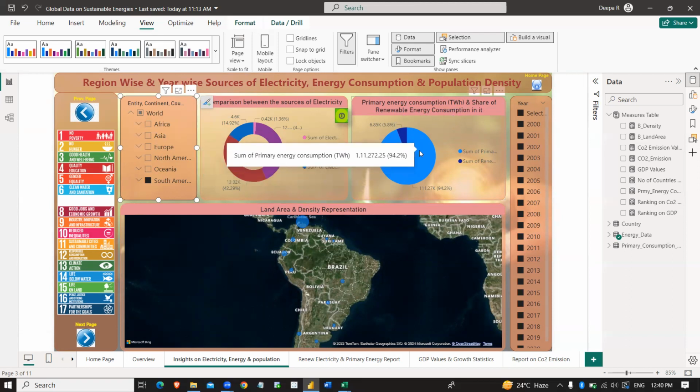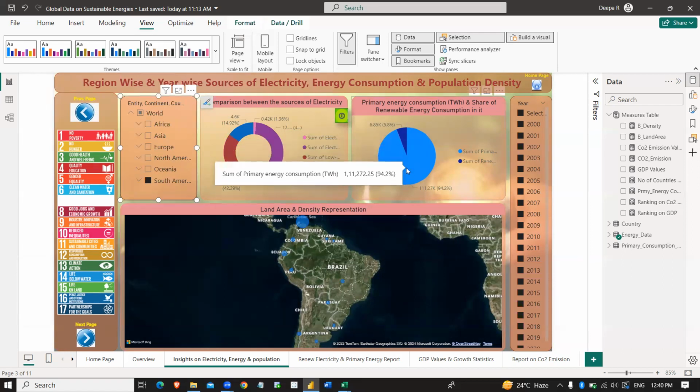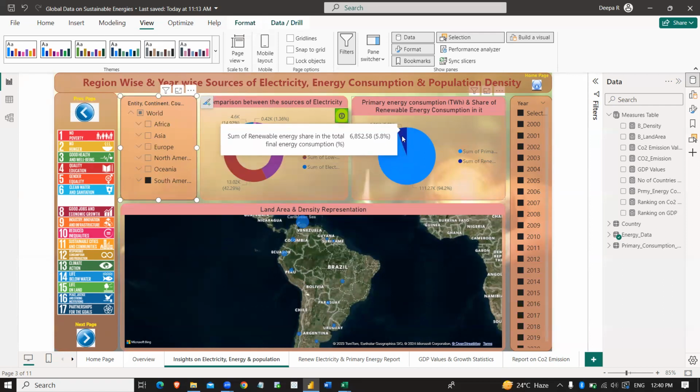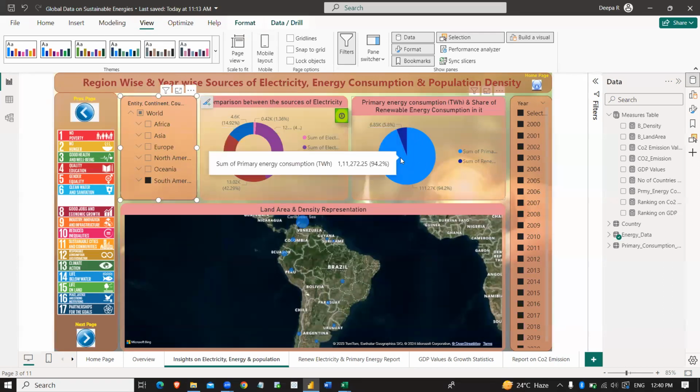So this blue color is representing the total primary energy in terawatts, which we are using to produce the output. That can contain all this, whether it is from fossil fuels or nuclear or whatever it is, but the renewable energy consumption share is very less when compared to the total primary energy, so we need to increase the share.